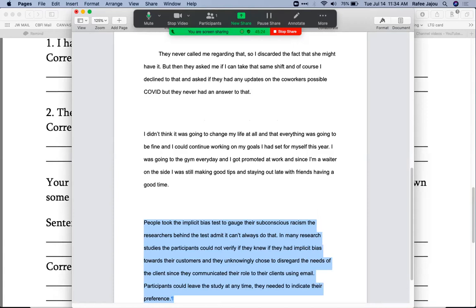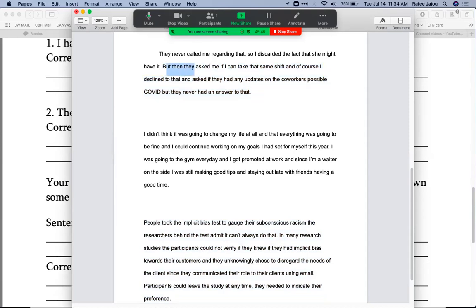But then they asked me if I can take that same shift, and of course I declined to that and asked if they had any updates on the workers' possible COVID, but they never had an answer to that. So here's the run-on. We need to split this up. This is probably going to be 2 or 3 sentences.